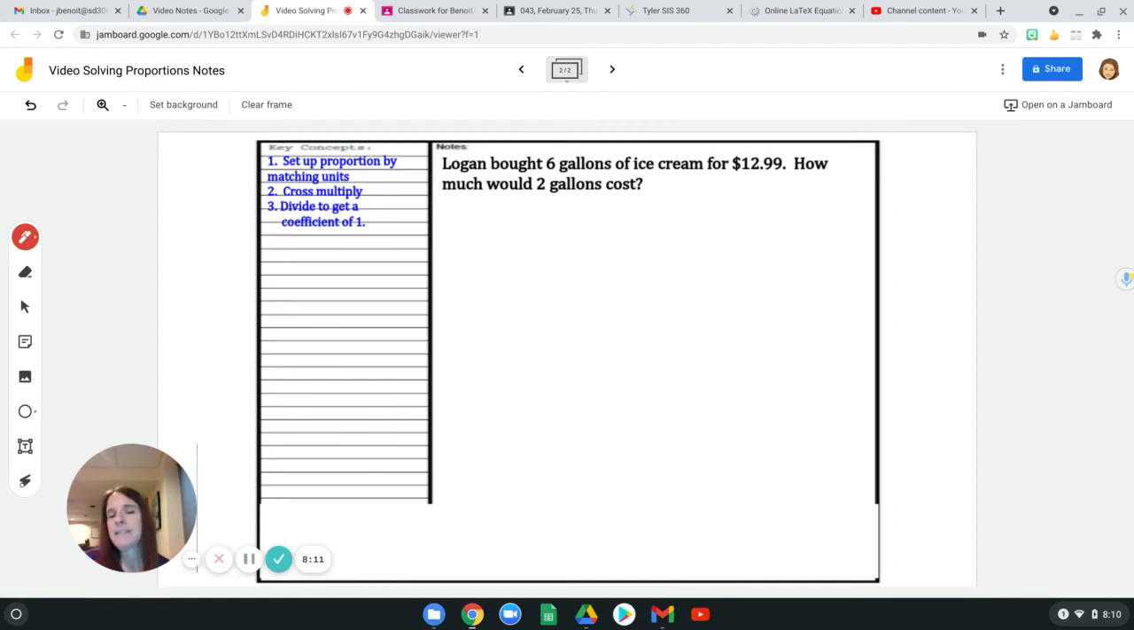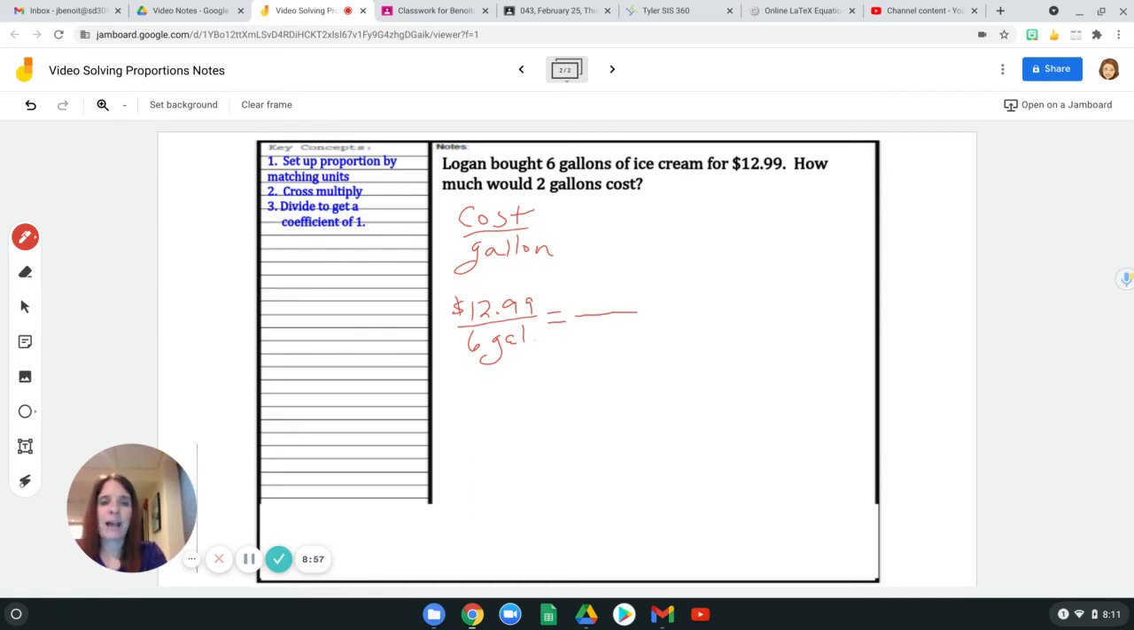All right, now you're going to notice my steps for this are a little bit different. When you set up the proportions, you have to do it by matching the units. So when we're talking about gallons of ice cream and money, we're looking at the units of cost per gallon. So the first thing you need to determine is how you're going to set that up, right? Cost per gallon. Okay, so I know he spent $12.99 on 6 gallons. That's my first rate.